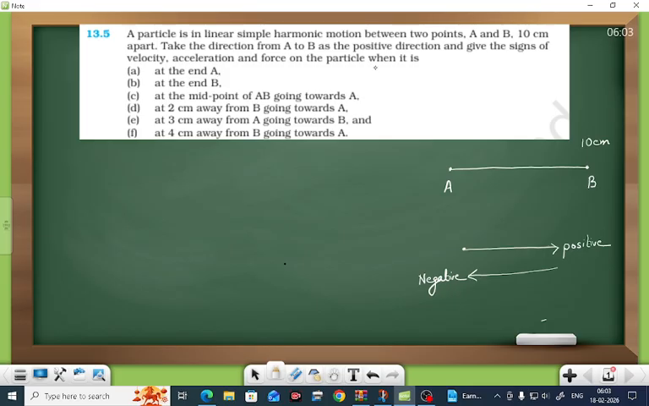Now take the direction from A to B as the positive direction and give the signs of velocity, acceleration and force on the particle when it is at the end A. Let us solve this problem. Suppose question number A. What is given?